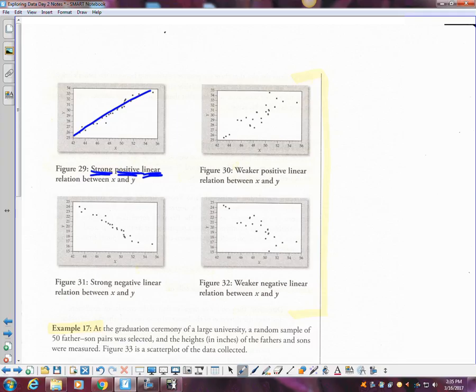Figure 30 is weaker. It's still positive, it's still linear, but it's a weaker relationship. This is a negative, strong, linear. This is a negative, weak, linear.